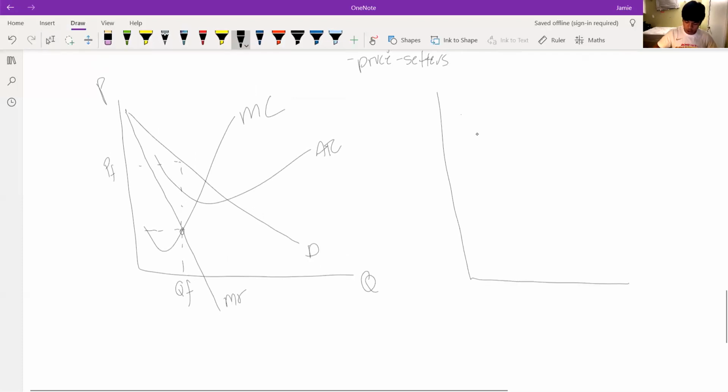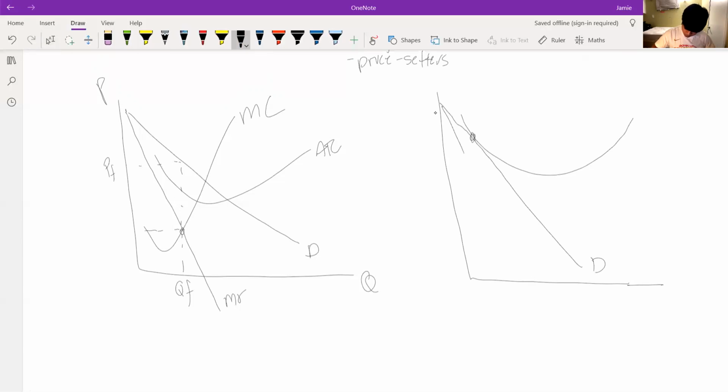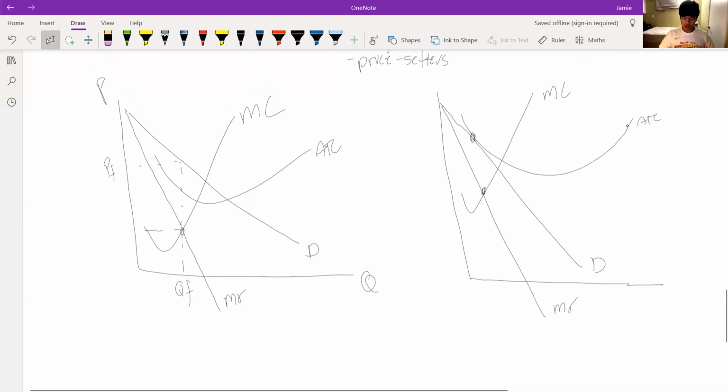Here's how I like to draw it. I start off with my average total cost first. This is the same graph, but I'm drawing it to illustrate this tangency point, because if I were to draw it on this current graph, it would be a little messy. So let's look at the demand. This is short run to long run.